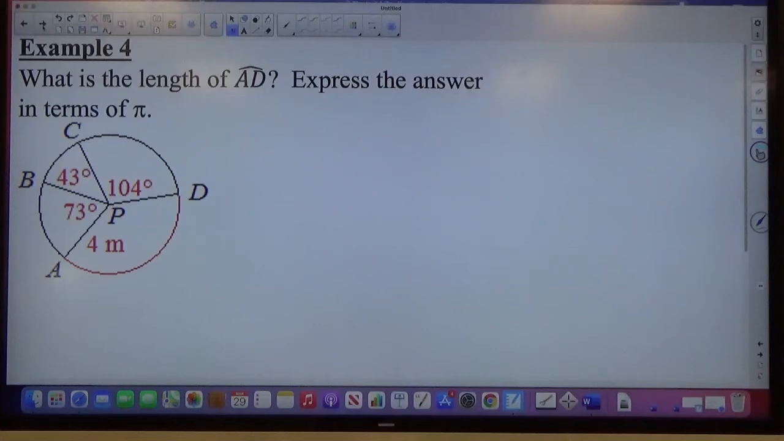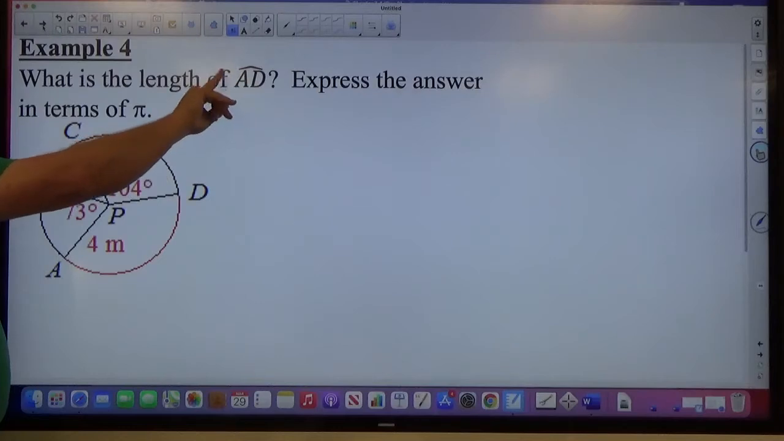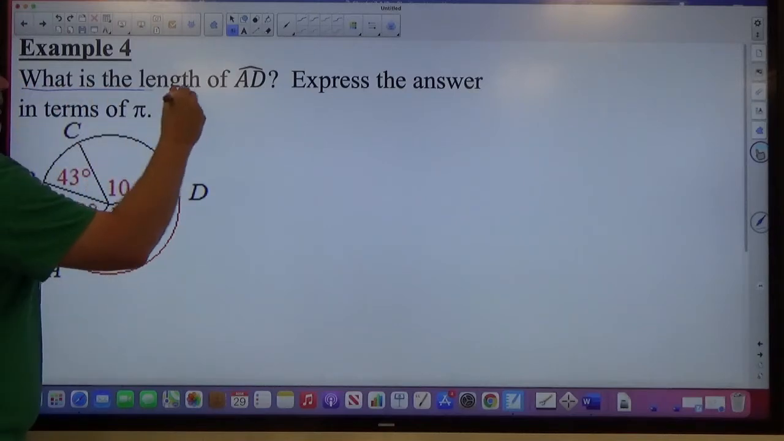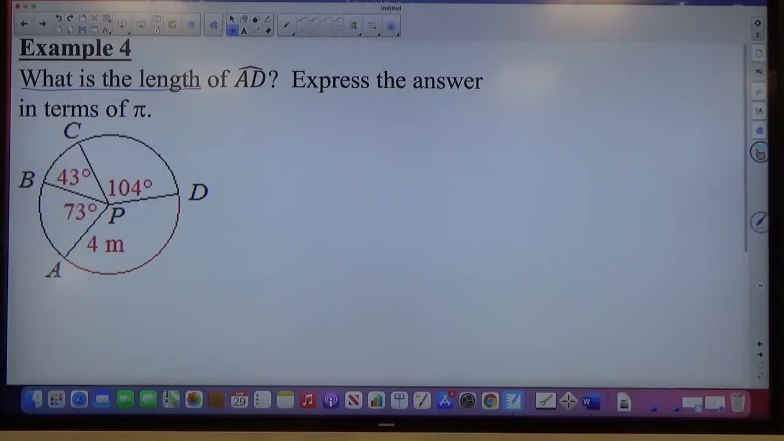All right, example 4, it says, what is the length of AD? So again, look at the wording. This time we have that little arc symbol over top of the AD, so your brain might be thinking, well, I'm supposed to put an angle measure on this one. But it says, what is the length? Okay. Length is how far you're going.